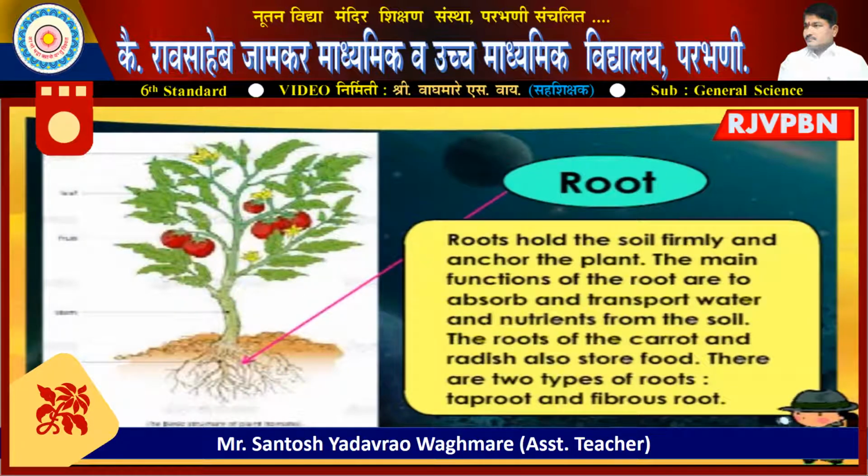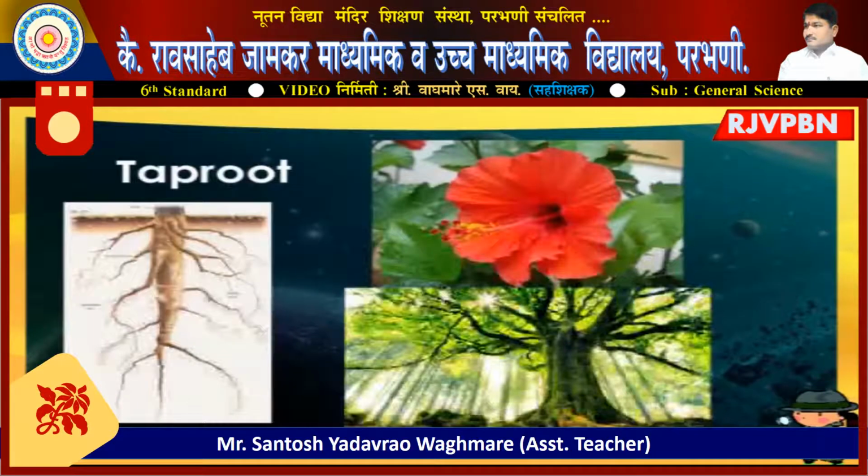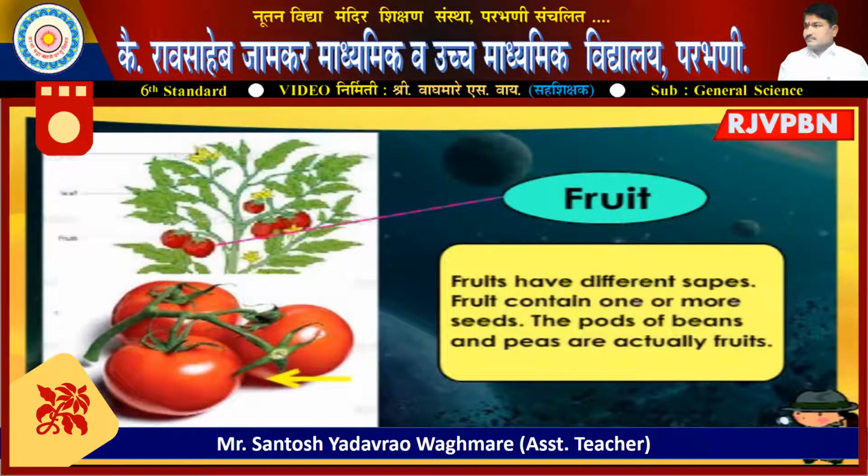The root holds the soil firmly and anchors the plant. The main functions of the root are to absorb and transport water and nutrients from the soil. The roots of the carrot and radish also store food. There are two types of roots, taproot and fibrous root. The fruits have different shapes. They contain one or more seeds.